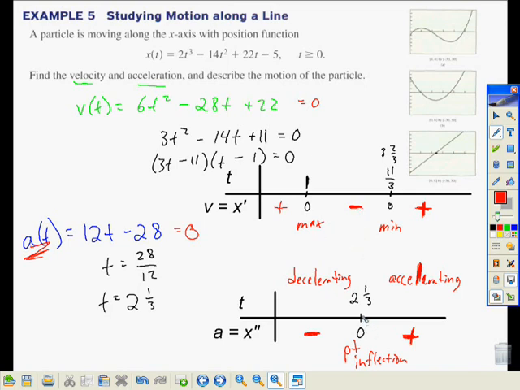When we get to this point here, 2 1/3, should be in here somewhere, we're still decelerating. We're changing to acceleration now. We still have a negative velocity, so we're moving backwards, but it's now slowing down. Really, it's actually speeding up again. The velocity is now increasing, even though the speed is going down.